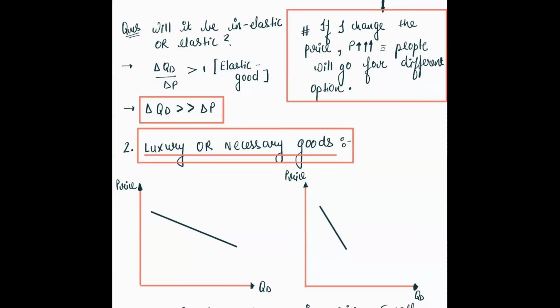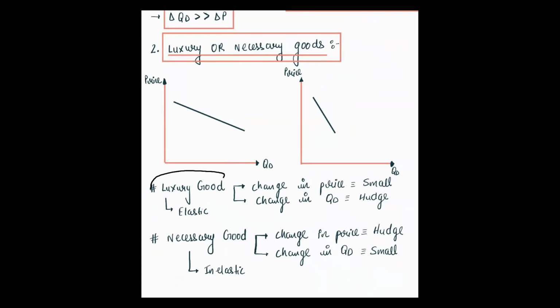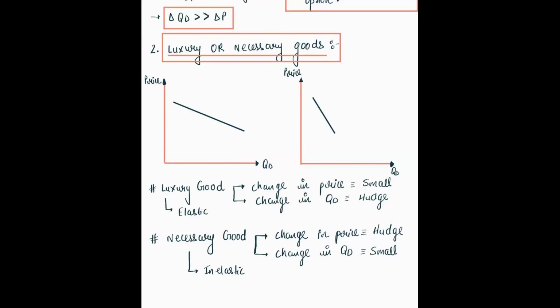Second is luxury or necessary goods. You have seen luxury goods, iPhone का example हमेशा याद रखना, you will never get confused. Big Billion Day. Luxury goods are more elastic. Why? Because change in price is small and change in quantity demanded is huge. So it is elastic. Necessary goods, what do you understand by necessary goods? Change in price is huge, change in quantity demanded is small, so it is inelastic. Is it clear? So luxury goods or necessary goods, I hope it is clear to everyone.